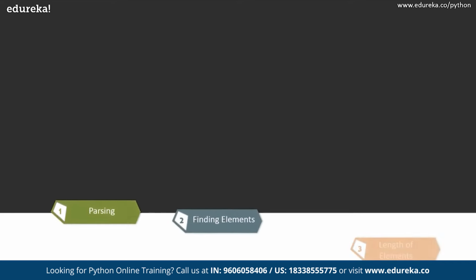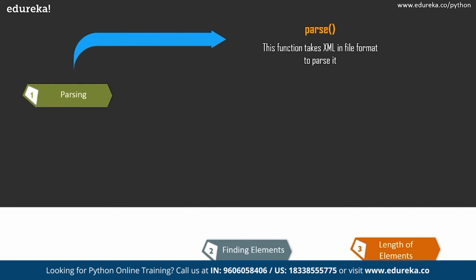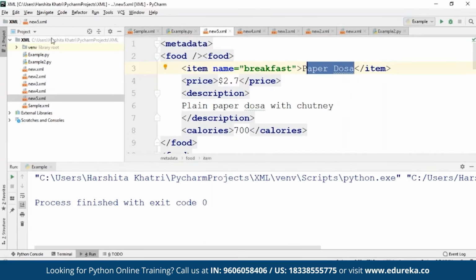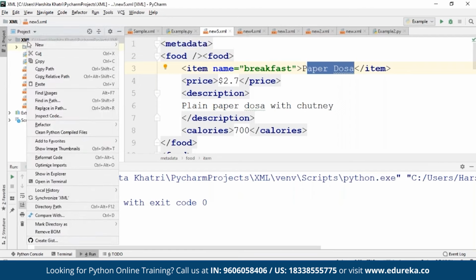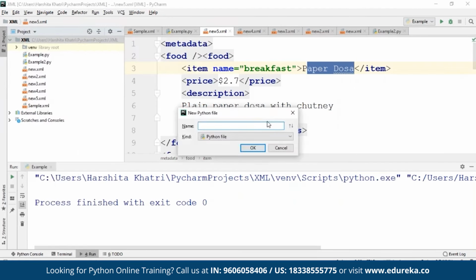Now, just like the elementary module, the minidom module also has two ways to parse your data. The first is to make use of the parse function by supplying the XML file to be passed as a parameter to it. This also can be done in two ways. Let me just get back to PyCharm to show this in detail. I'll just open a new file since this is a new library. I'll say new Python file and I'll say example3.